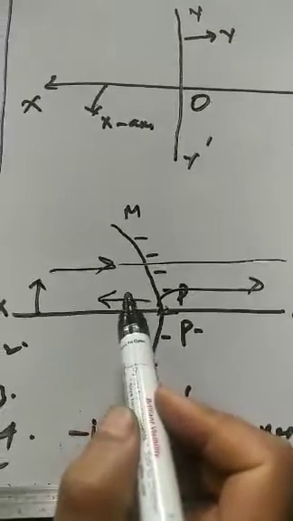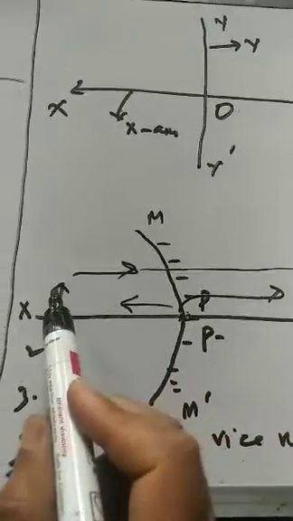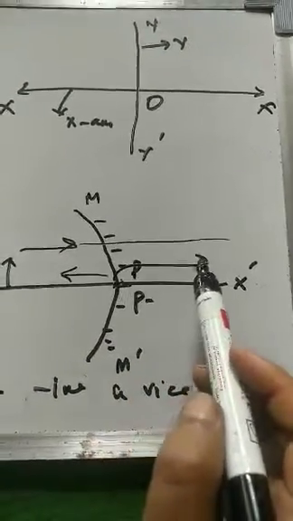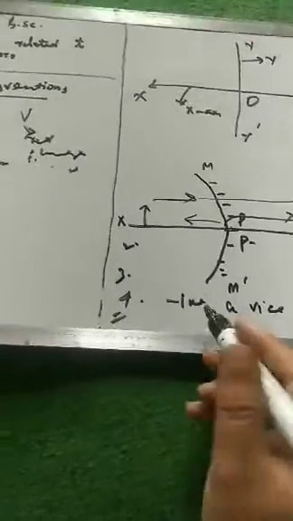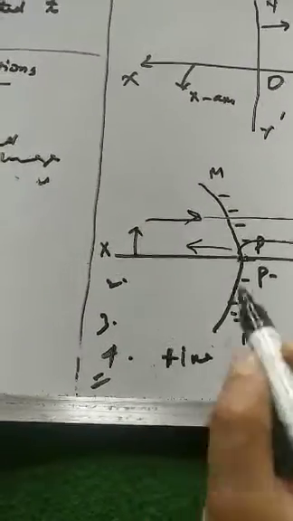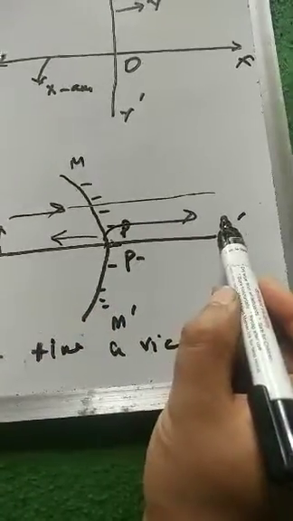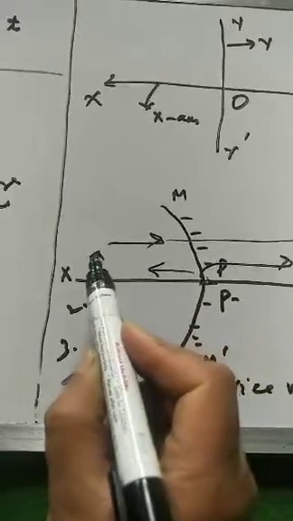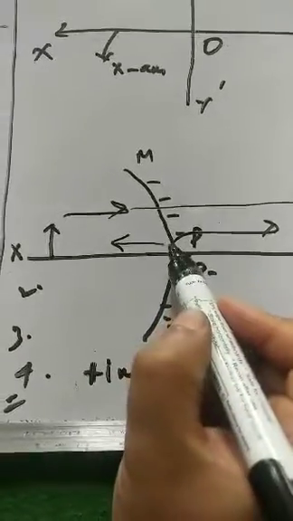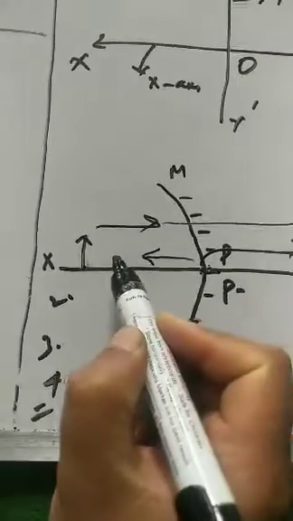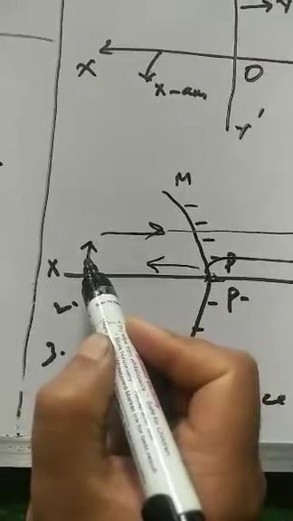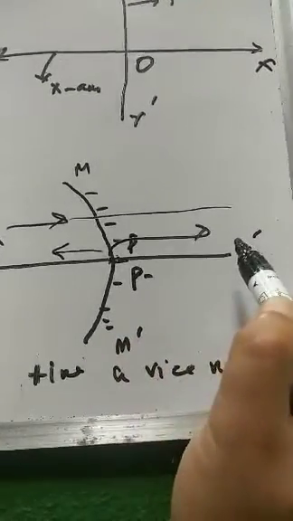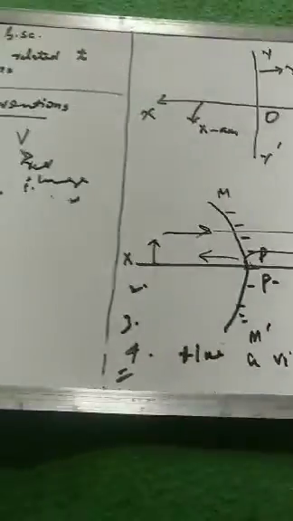The distances which are measured in the direction of the incident ray are taken as positive, while the distances which are measured in the opposite direction to that of the incident ray are taken as negative. यहाँ से हम पोल से start होंगे, इस तरफ measure करते जाएंगे, वो negative हैं. अगर इस direction में जाएंगे, in the direction of the incident ray, they are taken as positive.